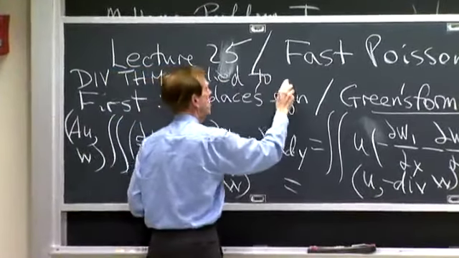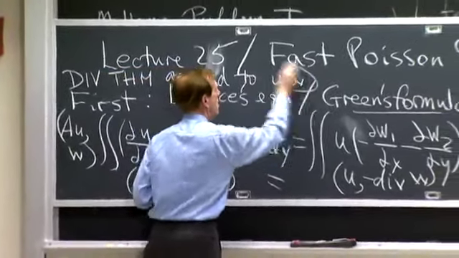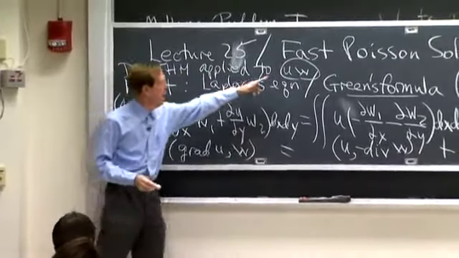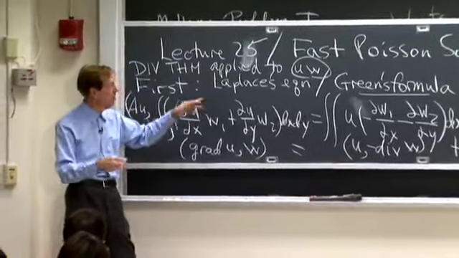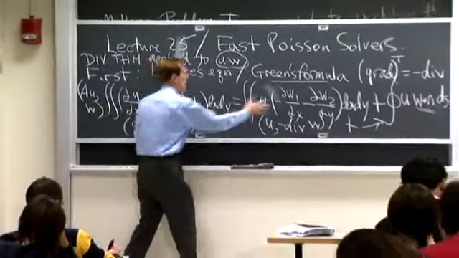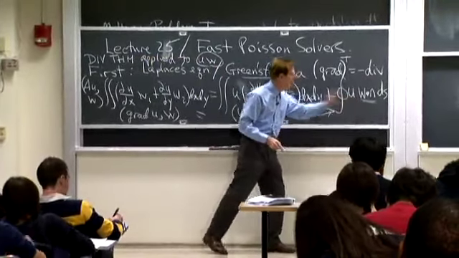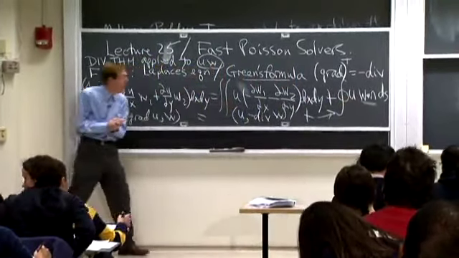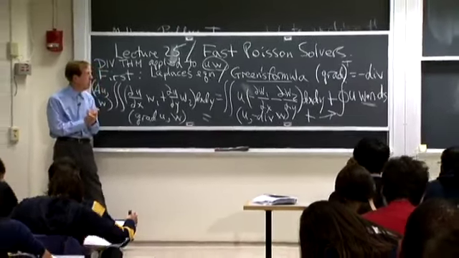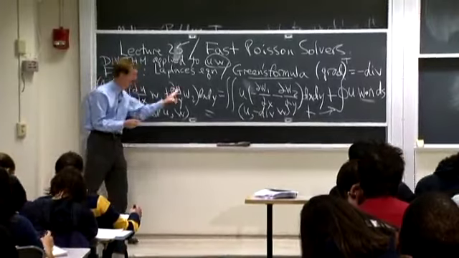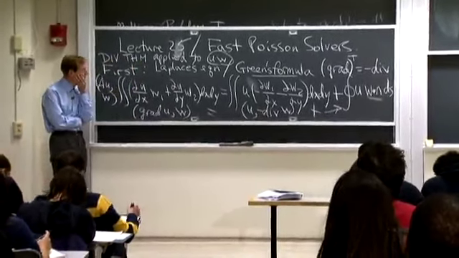So the divergence theorem applied to the vector field u times w. If I apply the divergence theorem to that, then I get a whole lot of terms from the divergence of that, and they are these. And then I get this for the boundary, the flux out. Okay, so I just didn't want to leave the subject without writing down the central thing.